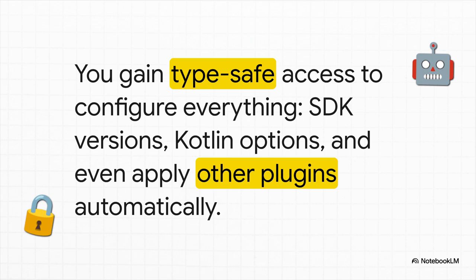And you can configure pretty much anything you can think of. Using things like the library extension for Android, you get type-safe access to set the compile SDK, min SDK, all your ProGuard rules. You can even have it automatically apply other plugins, like for Kotlin or Hilt, so you never have to remember to add them manually again.